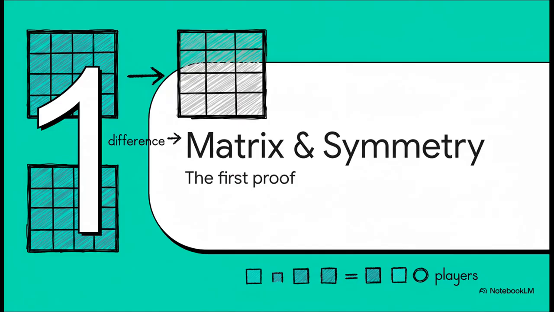Let's get into it. All right, so first up in our investigation, let's meet the key players. We are dealing with two square matrices, and we'll just call them A and B. They're the same size, right? But they have one absolutely crucial difference that is really at the heart of this entire mystery.